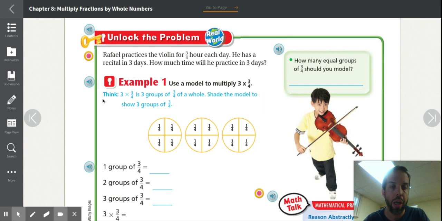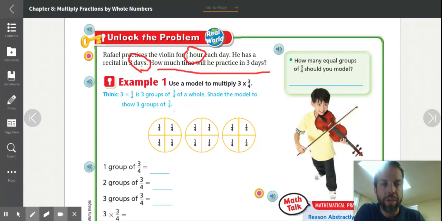All right, so remember, if I write it, that means you guys also need to write it. All right, so let's get right down to business. So it says Raphael practices the violin for 3/4 of an hour each day. He has a recital in 3 days. How much time will he practice in 3 days? So I'm underlining that question because that's what we want to answer.